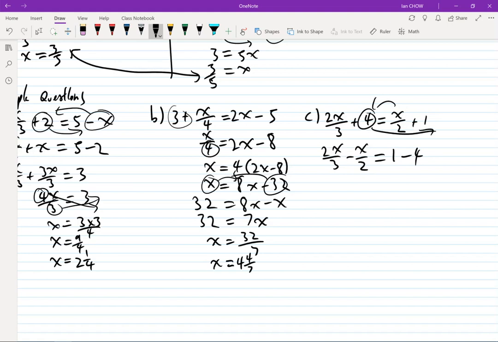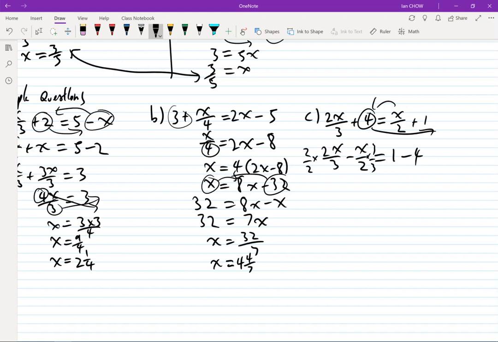And so with this, I want to combine them so that we notice that the bottom are different, 3 and 2. So if you remember from fractions, in order for us to subtract, they have to be the same denominator. So I would change both of them. I need to multiply top and bottom by 2 to make the bottom 6. And I need to multiply top and bottom by 3 in order to make bottom 6 again.